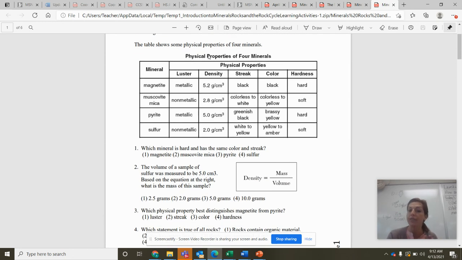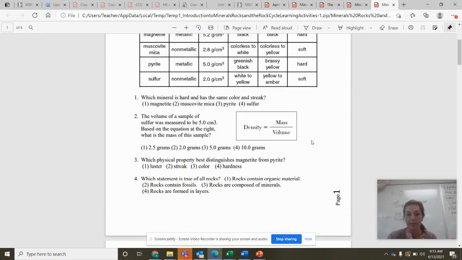This table shows some physical properties of 4 minerals. So the table is labeled. This is showing us the physical properties of 4 minerals. This is the mineral name. This is the luster, shiny or not shiny, metallic or non-metallic. This is the density, the color of the streak, the color of the actual mineral, which remember is a poor way to identify, and the hardness. And this is just going to say if it's hard or soft. It's not going to give you a number from that Mohs scale of hardness.